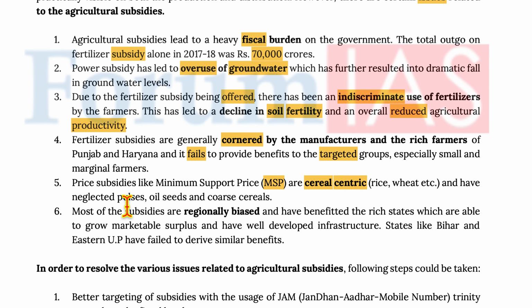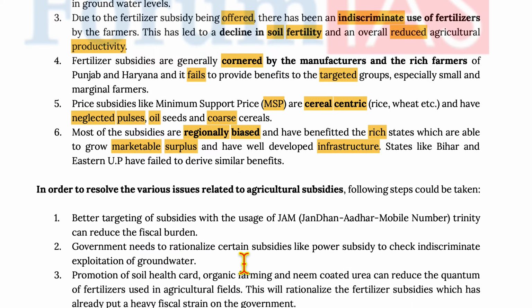and have neglected pulses, oilseeds, and coarse cereals. Most of the subsidies are regionally biased and have benefited the rich states which are able to grow marketable surplus and have well developed infrastructure. States like Bihar and Eastern UP have failed to derive similar benefits.